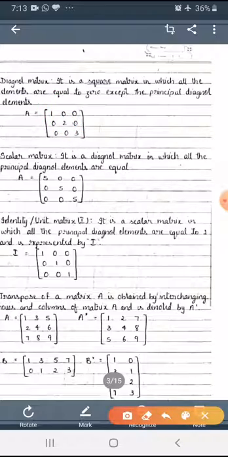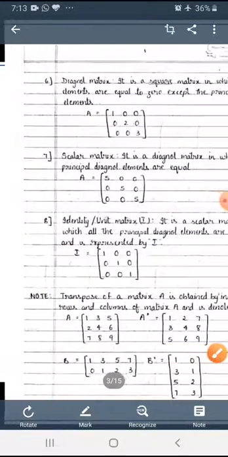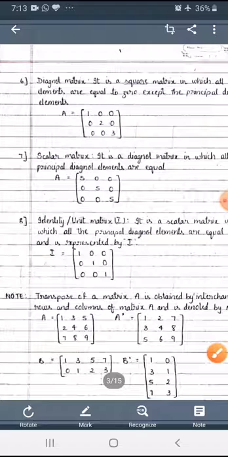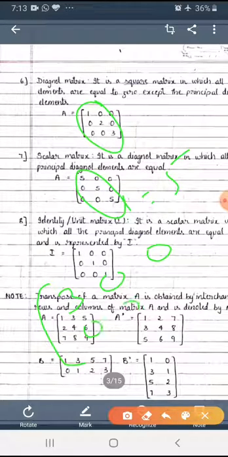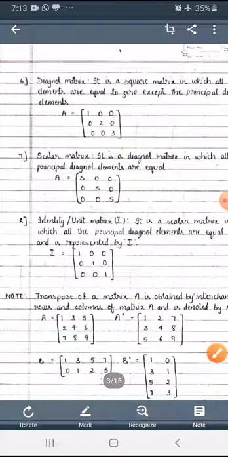Next, the scalar matrix. It is nothing but a diagonal matrix, but what is the difference between the diagonal matrix and the scalar matrix? In the principal diagonal, all the elements are equal to one constant. See here, before, different elements were there: 1, 2, 3. Now all the principal diagonal elements are equal to one constant. For example, I am taking 3 0 0, 0 3 0, 0 0 3. So this is a scalar matrix.